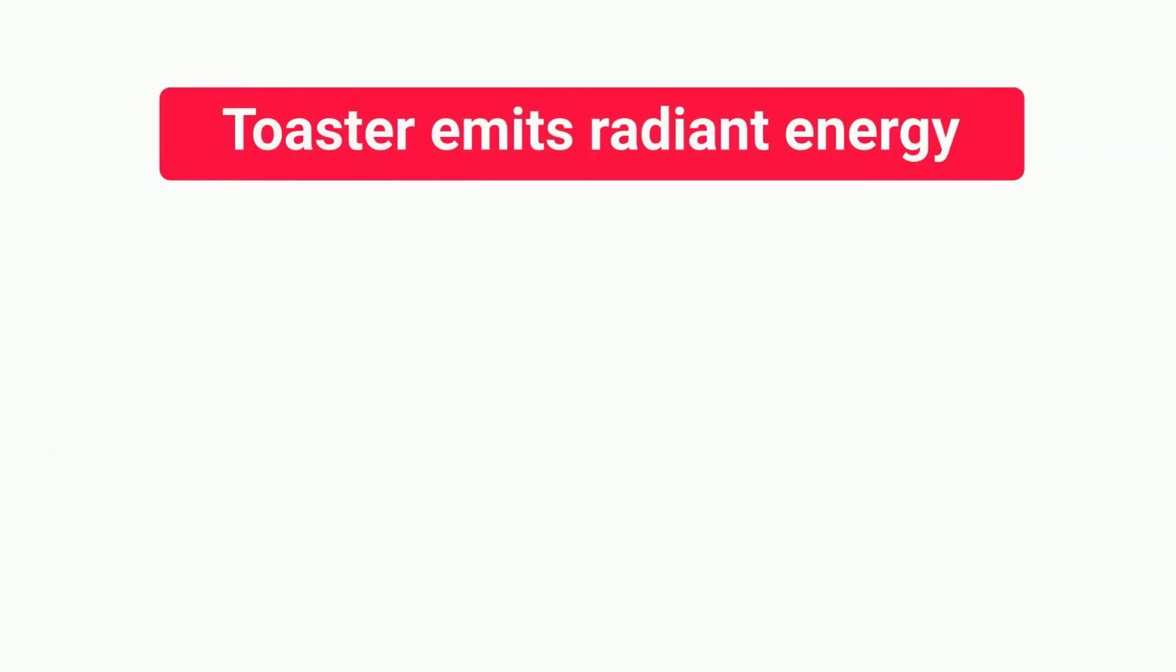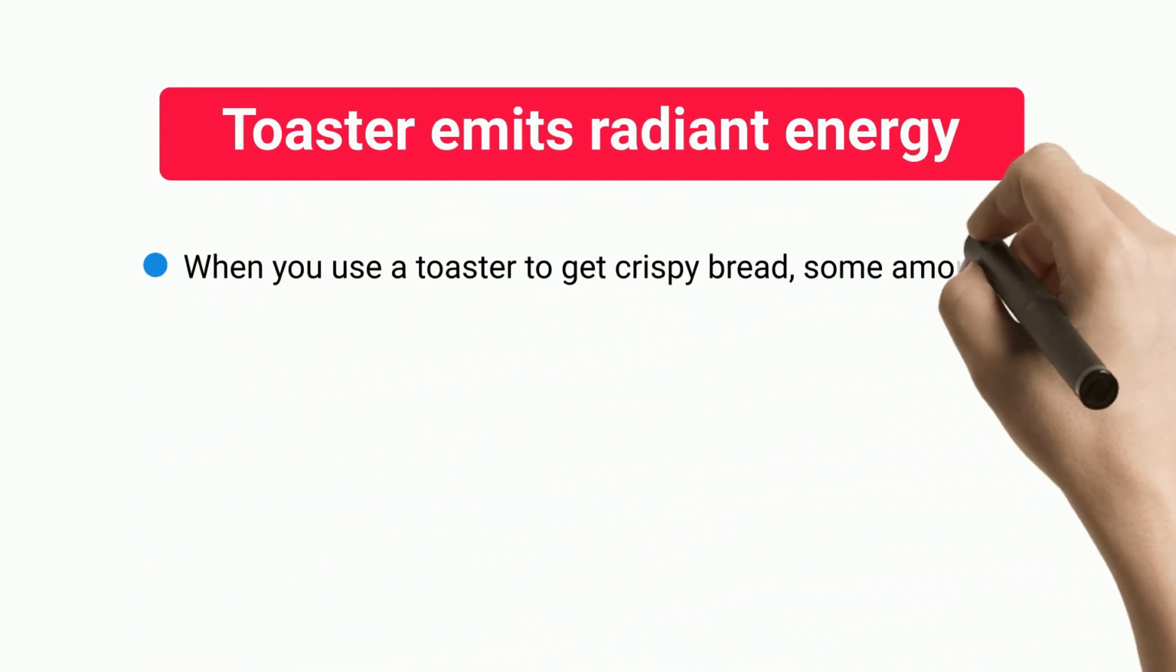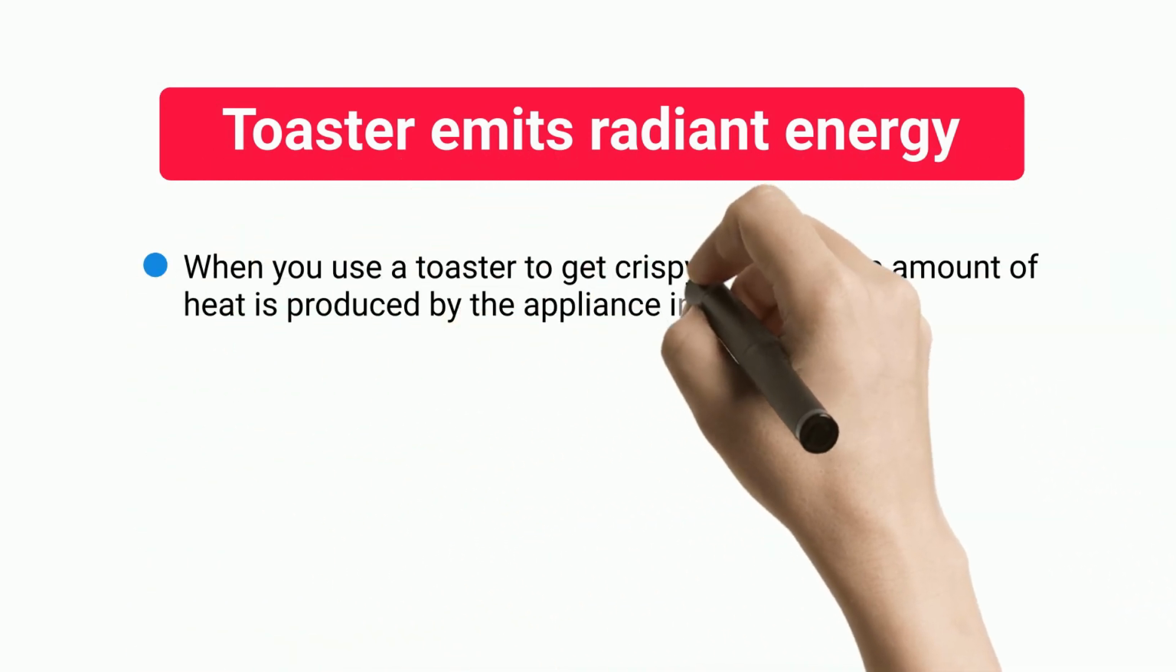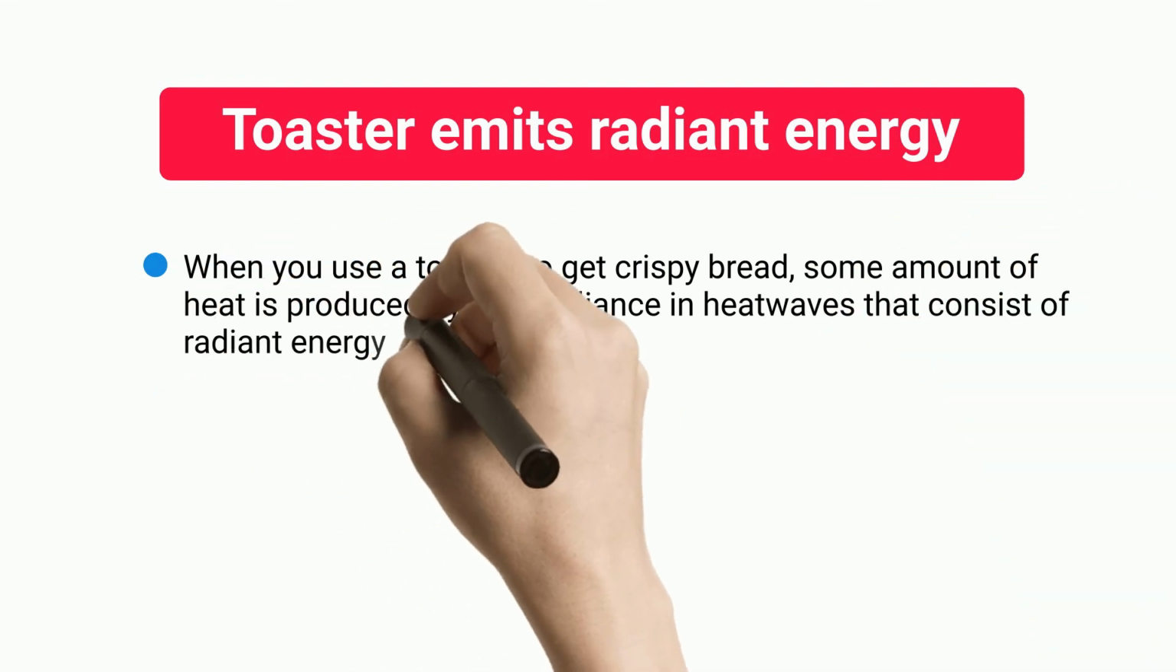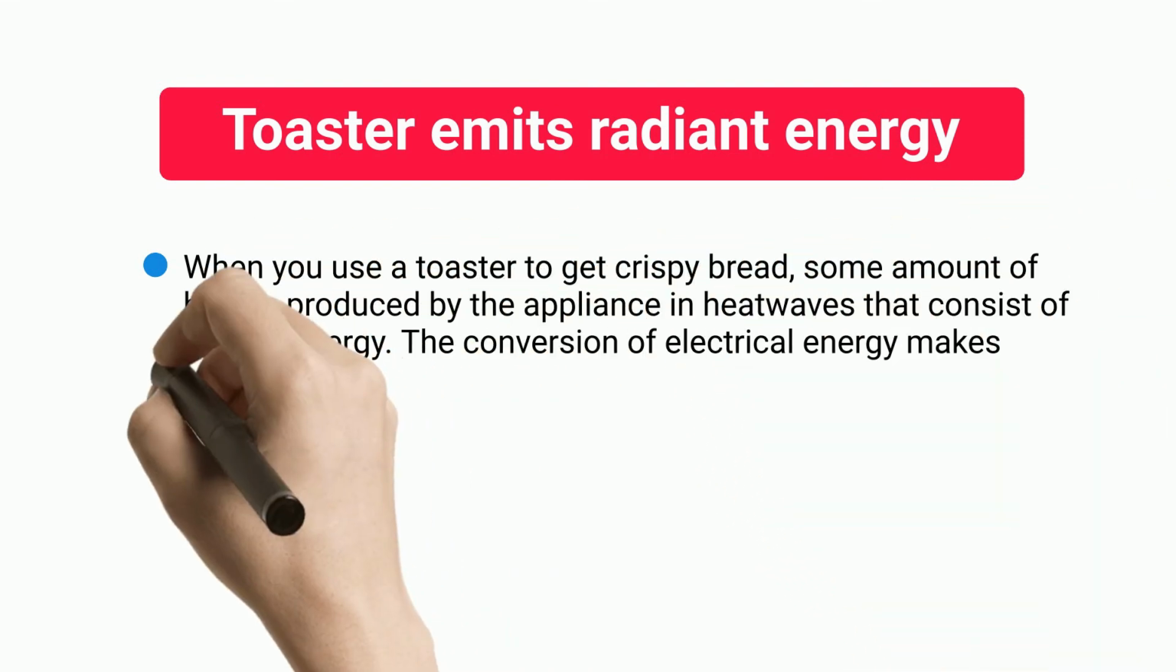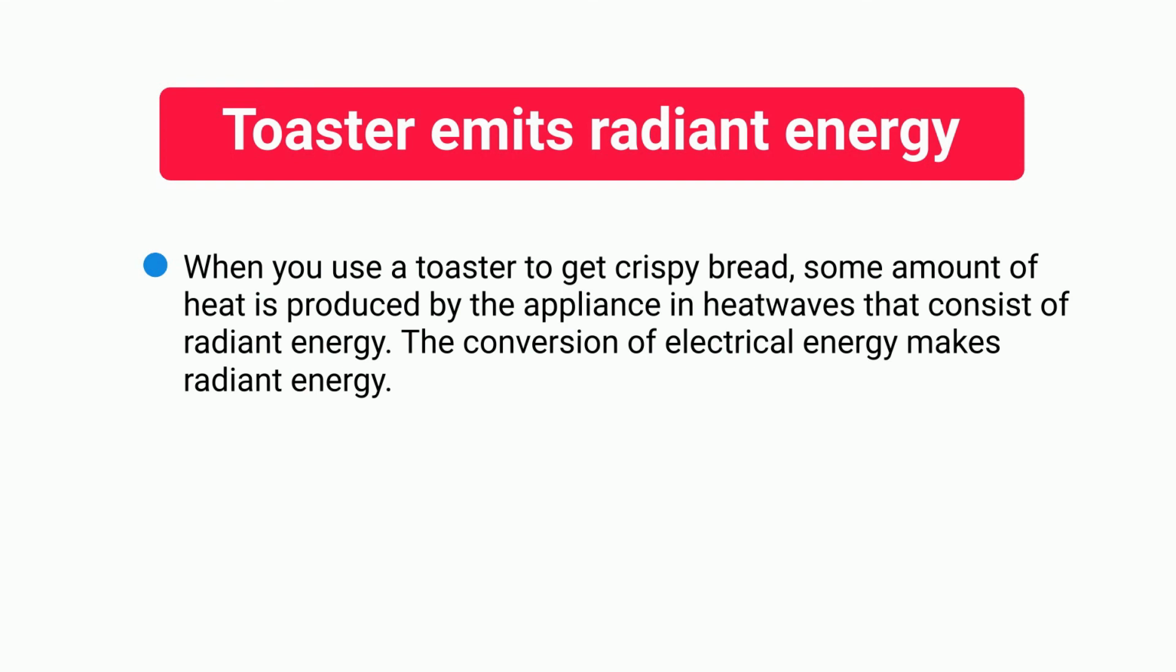Toaster emits radiant energy. When you use a toaster to get crispy bread, some amount of heat is produced by the appliance in heat waves that consist of radiant energy. The conversion of electrical energy makes radiant energy.